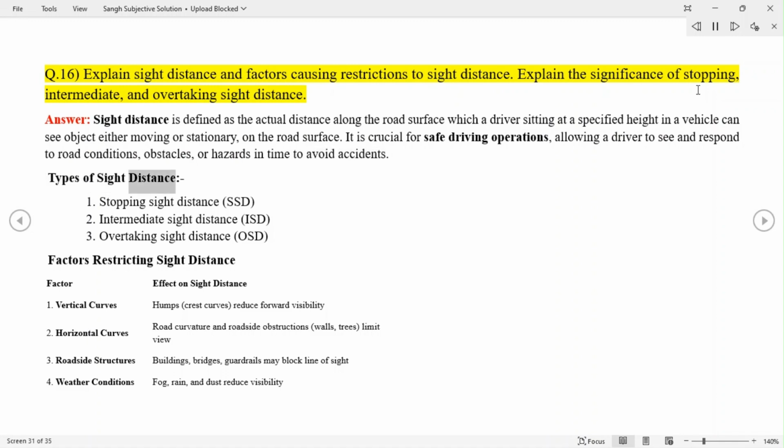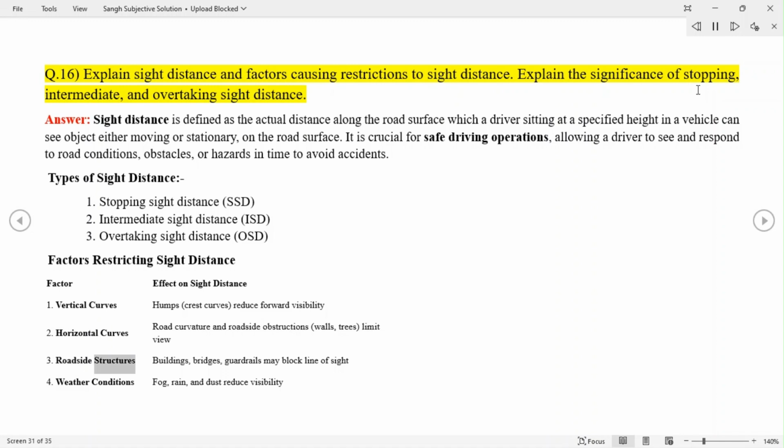Types of sight distance: Stopping sight distance, SSD. Intermediate sight distance, ISD. Overtaking sight distance, OSD. Factors restricting sight distance, and their effect on sight distance. 1. Vertical curves. Humps and crest curves reduce forward visibility. 2. Horizontal curves. Road curvature and roadside obstructions, walls, trees, limit view.